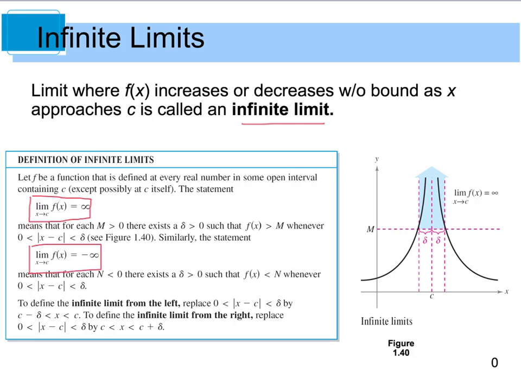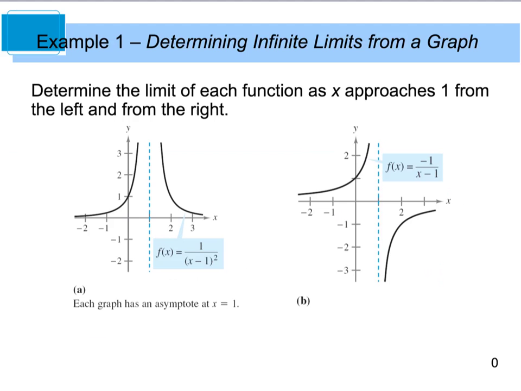Now if we look at example 1, it says determine the limit of each function as x approaches 1 from the left and from the right. So in this case, if I look at A, the limit as x approaches 1 from the left of f of x, let's look at what's going on as we're coming in from the left. It looks like we are increasing without bound in the positive direction. So I'm going to say that this equals infinity.